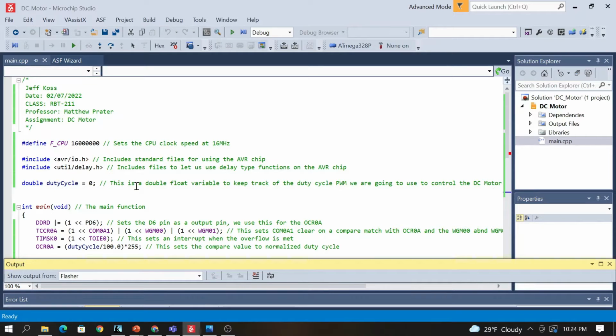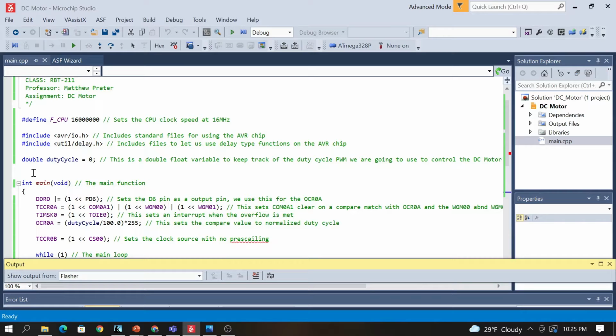So let's get into the nuts and bolts of this. The first thing I do is define the CPU speed at 16 megahertz, which is 16 million hertz, because that's what the internal clock is basically set up on. I include two header files. The AVR input output is pretty much your standard file for your AVR stuff. It's got all the basics in it. I use a delay header file, which allows me to use delay functions, if I wanted to delay for 10 seconds or whatnot. It's under the utility delay header file.